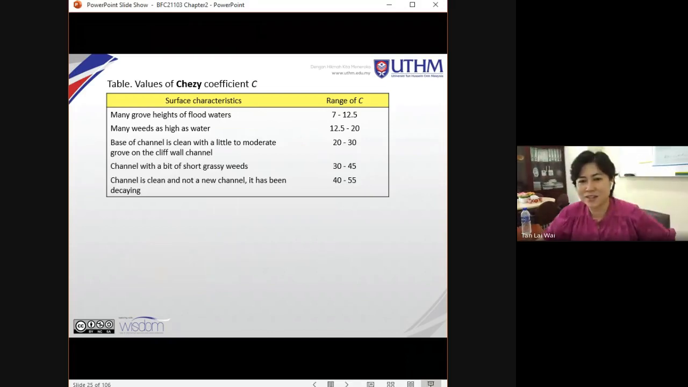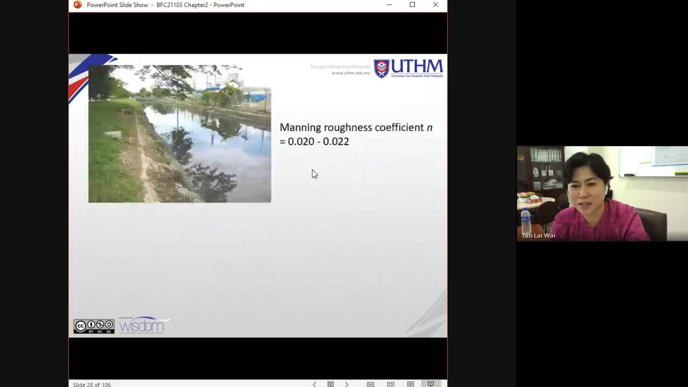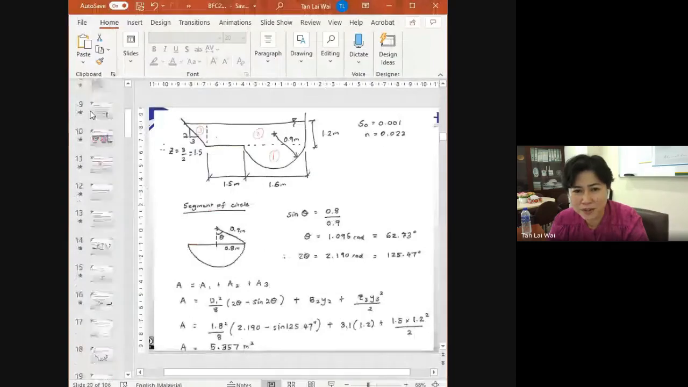If you look at this, the channel is clean and not new. If the lining of the channel is very rough, your Chezy roughness coefficient is very small. It has a small value. But if the channel is clean or smooth, your Chezy coefficient will be high. All right, let's go back to our formula.